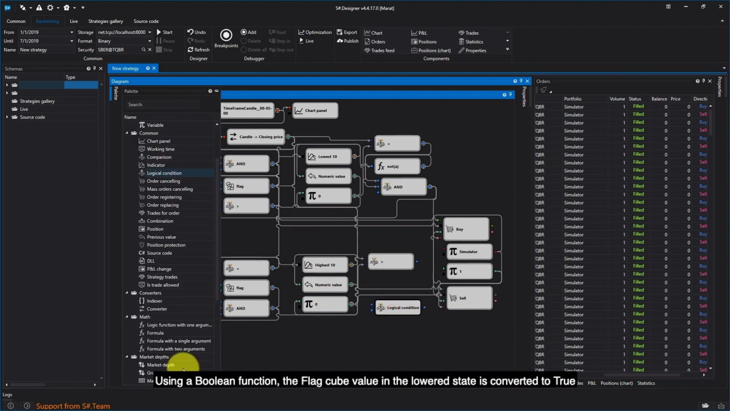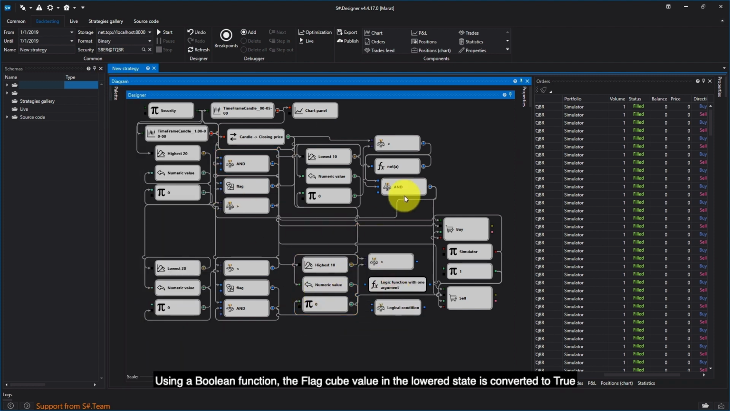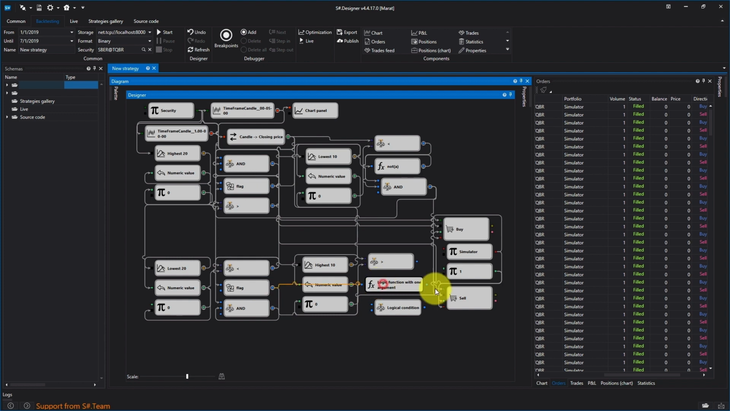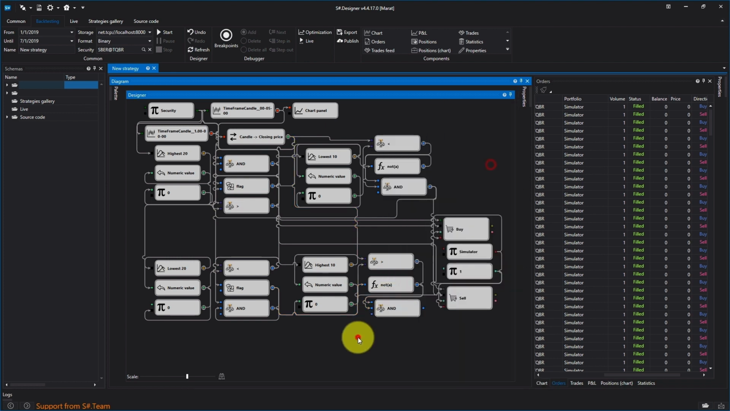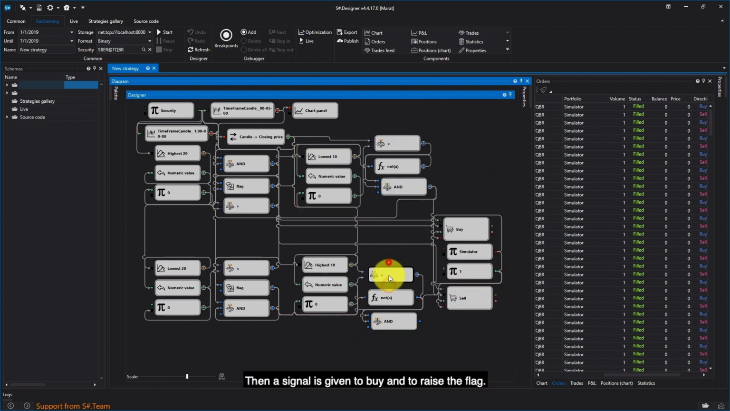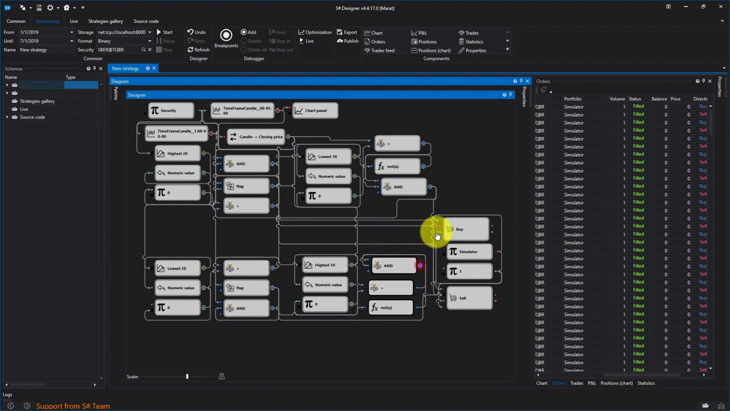Using a Boolean function, the flag cube value in the lowered state is converted to true. And with the logic cube, the inequality fulfillment and the flag state are checked. Then a signal is given to buy and to raise the flag. So we have built two branches of the strategy.